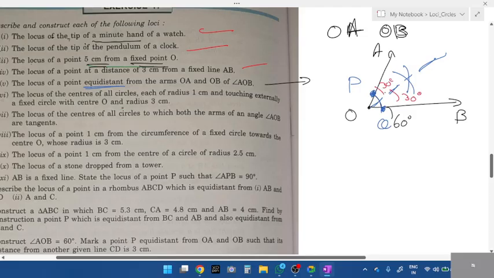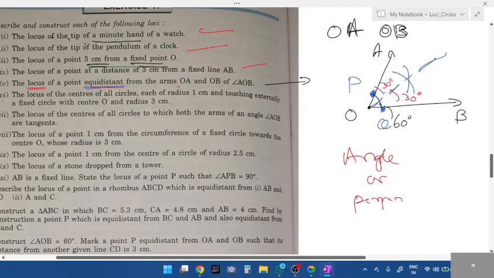So here they have just avoided the words angle bisector, triangle, rectangle, nothing. They'll just give you like this: arms OA and OB, equidistance. So it is understood whenever locus is given, draw a triangle. It should either be angle bisector or perpendicular bisector. Angle or perpendicular.